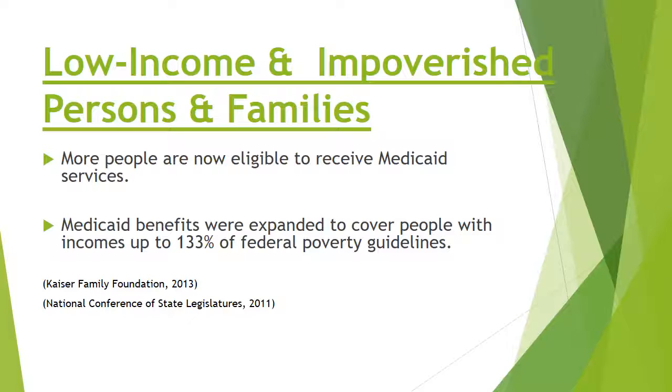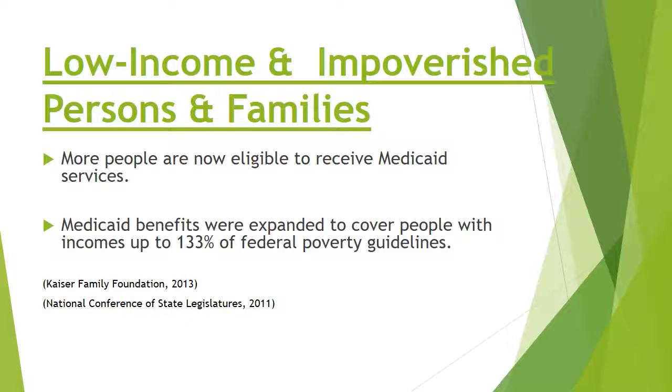Medicaid benefits were expanded to cover people with incomes up to 133% of federal poverty guidelines, meaning that a family size of 3 could be covered by Medicaid up to $24,644.90 instead of $18,530 as before the ACA. This raise of the Medicaid guidelines could have significant impact on low-income families, meaning that more people can be covered under Medicaid services and not have to worry about the additional cost of health insurance.